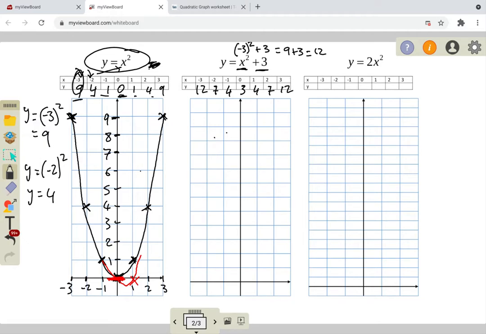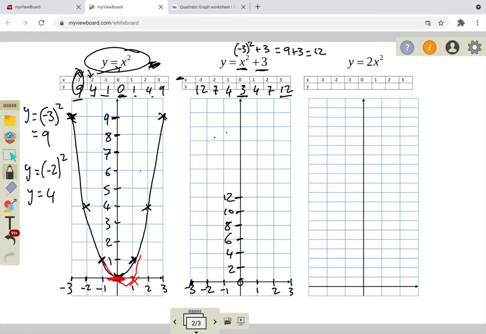Okay. So again, put my x values in: minus 3, minus 2, minus 1, 0, 1, 2, 3. They're all from the table. Now I'm going to look at my y values. My lowest one is 3. My largest one is 12. So I need to go up to 12. I'm going to go up in twos. So 2, 4, 6, 8, 10, 12.